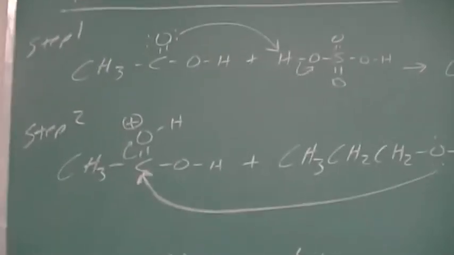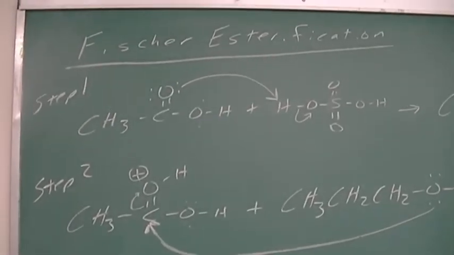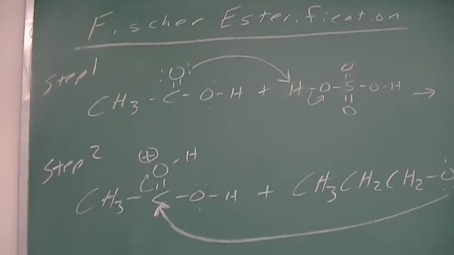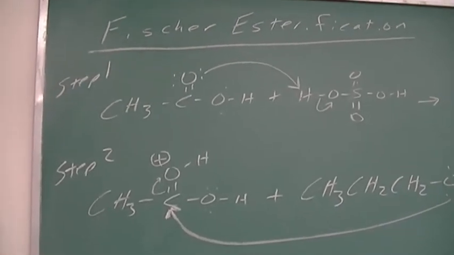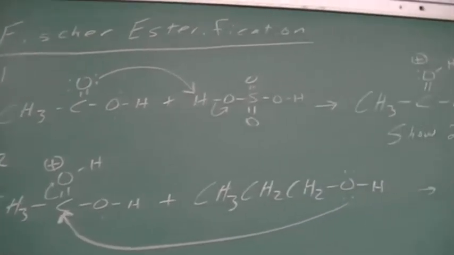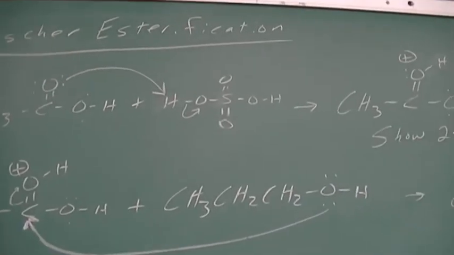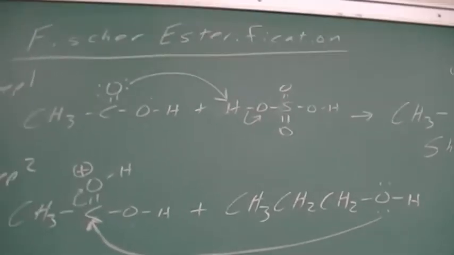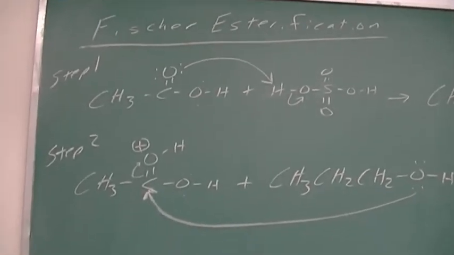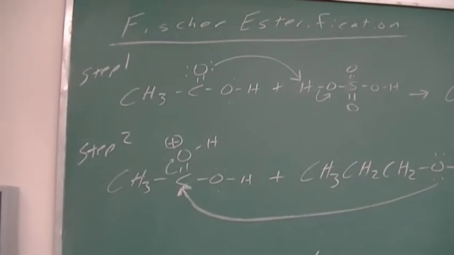Alright, so we're taking our glacial acetic acid. There is your acetic acid, or ethanoic acid, and we are also going to add sulfuric acid, and then we're going to add N-propyl alcohol. So we are going to add all three of these together, and we're going to reflux it for 1 hour.